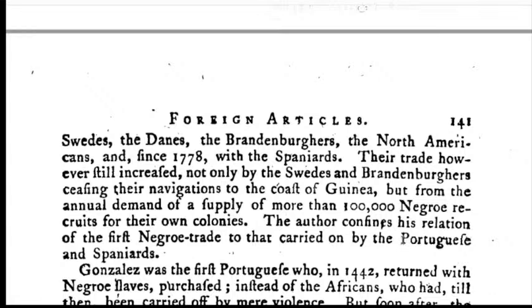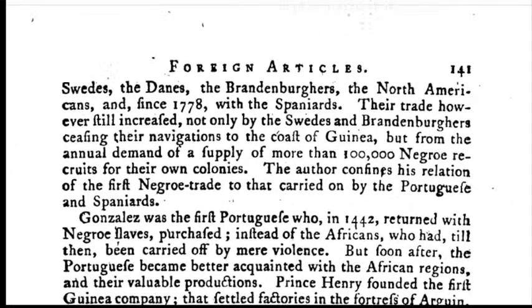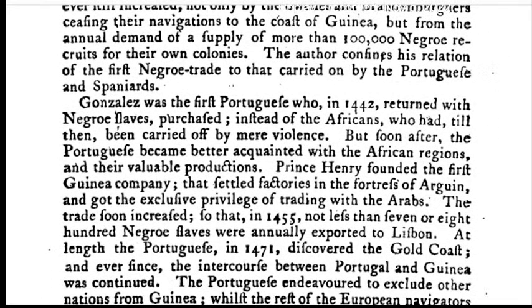It says the author confines his relation of the first Negro trade to that carried on by the Portuguese and the Spaniards, right? So the author said the first started by the Portuguese and the Spaniards. They kicked that thing off, is what they're trying to say. Okay, it says Gonzalez was the first Portuguese who in 1442 returned with Negro slaves purchased instead of the Africans who had till then been carried off by mere violence. But soon after, the Portuguese became better acquainted with the African regions and their valuable production. Prince Henry founded the first Guinea company that settled factories in the fortress of Arguin and got the exclusive privilege of trading with Arabs. The trade soon increased.